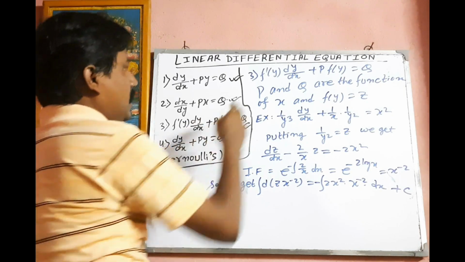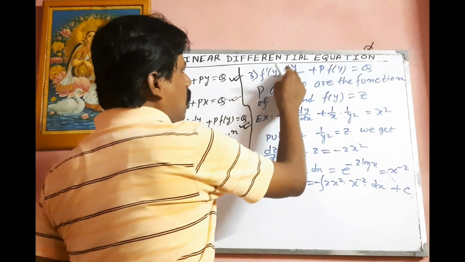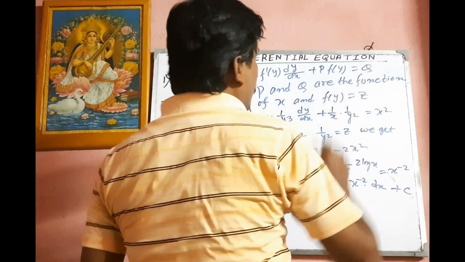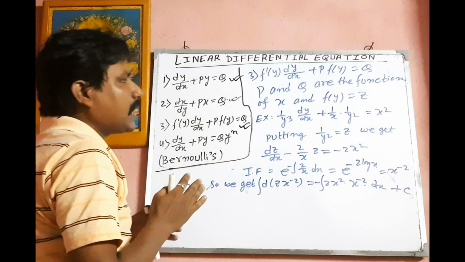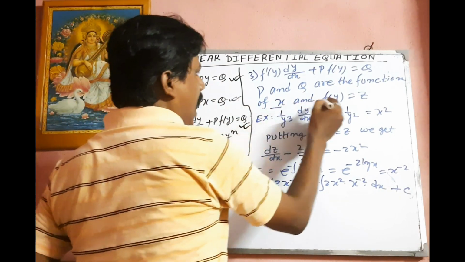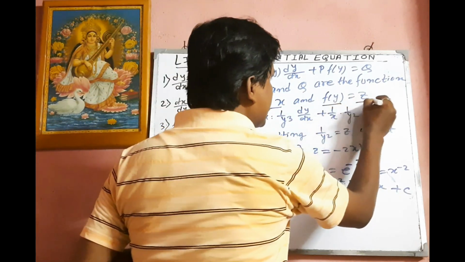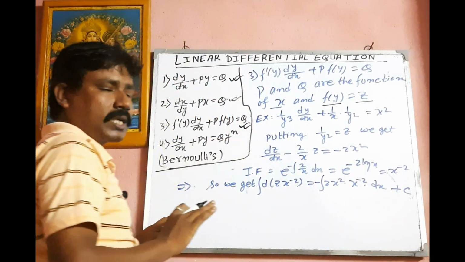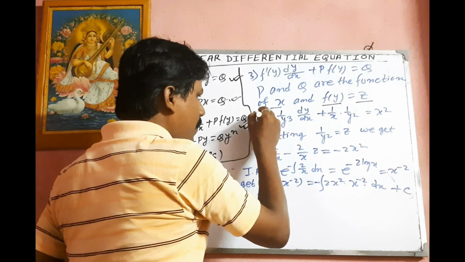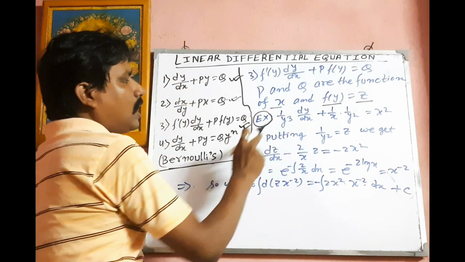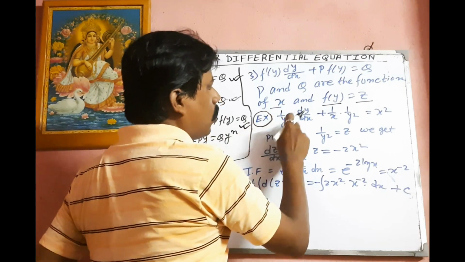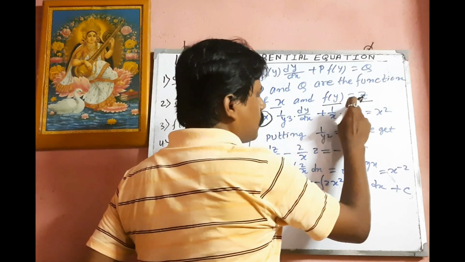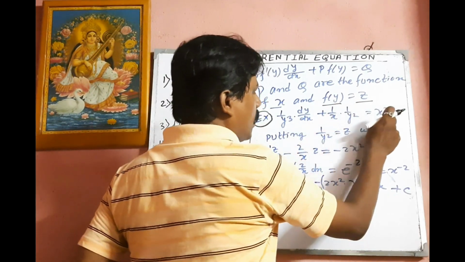This third kind is f dash y times dy by dx plus p into f of y equal to q, where p and q are functions of x, and putting f of y equal to z. This is the formula for the third kind, and the example of the third kind we are discussing is 1 by y cube times dy by dx plus 1 by x times 1 by y square equal to x square.